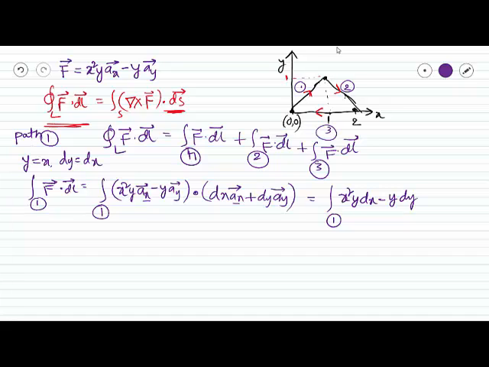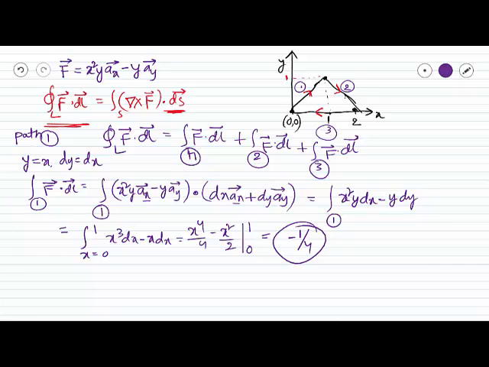We know that for path 1, y equal to x, dy equal to dx, and x is varying from 0 to 1. So this will be equal to the integral from x equal to 0 to 1 of x cubed dx minus x dx, which is x to the power 4 by 4 minus x squared by 2 over the limits 0 and 1. So if you follow this, 1 by 4 minus 1 by 2, which is minus 1 by 4. So this is the answer for the first path.